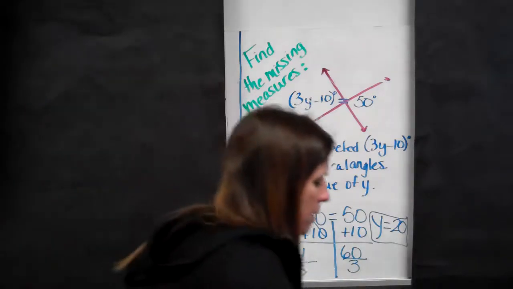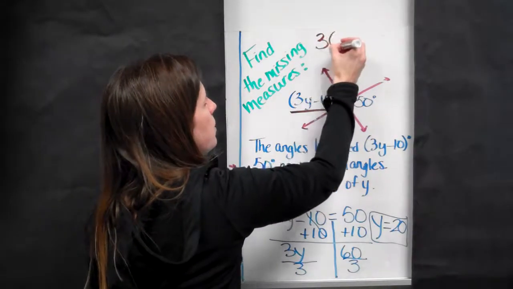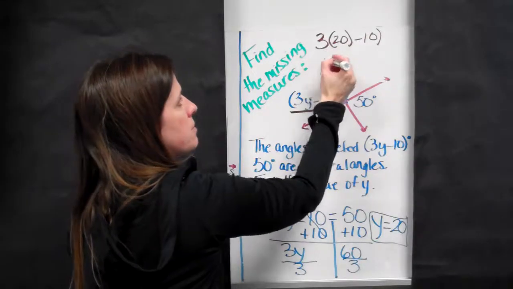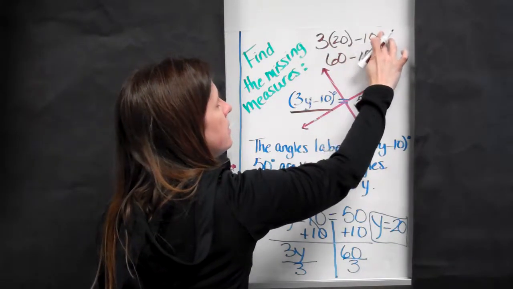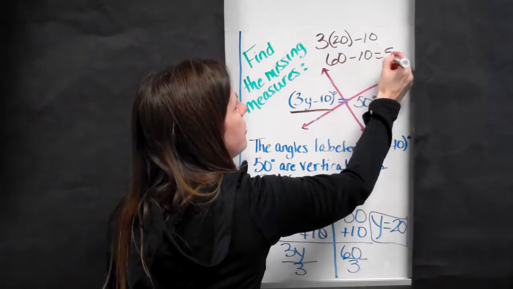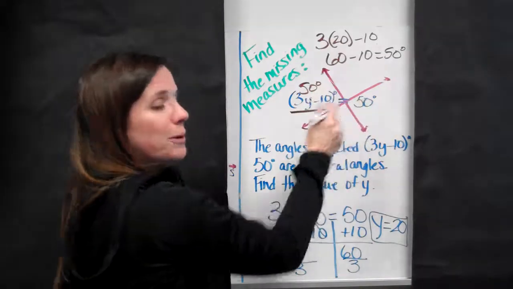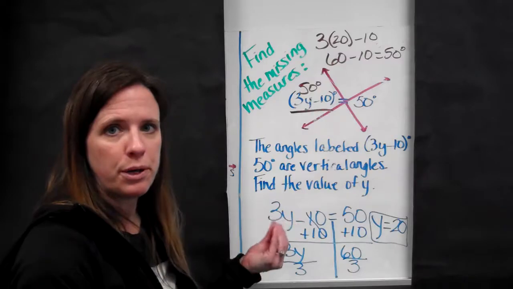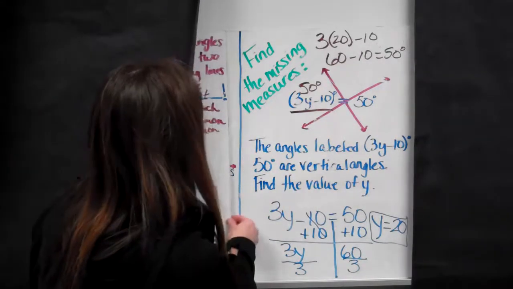Now we can check that by putting it back in for this angle here. If we put 20 in place of y, 3 times 20 is 60. 60 minus 10 is 50. And we said these are vertical angles, so they should equal each other, which they do. So you can check yourself to make sure that you've solved the algebraic portion correctly. Okay, that's finding the missing angles.